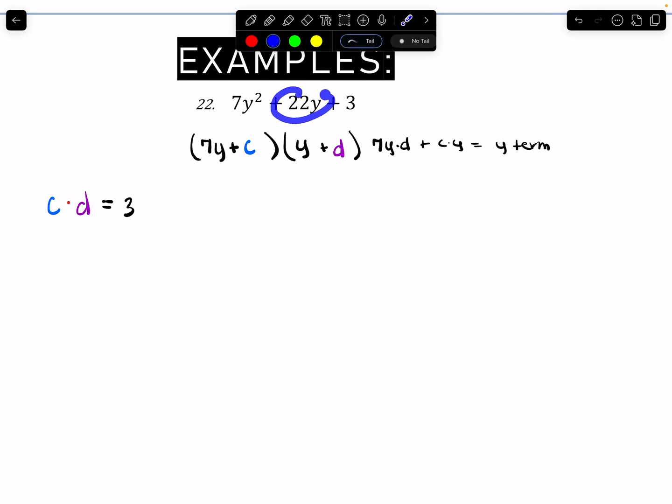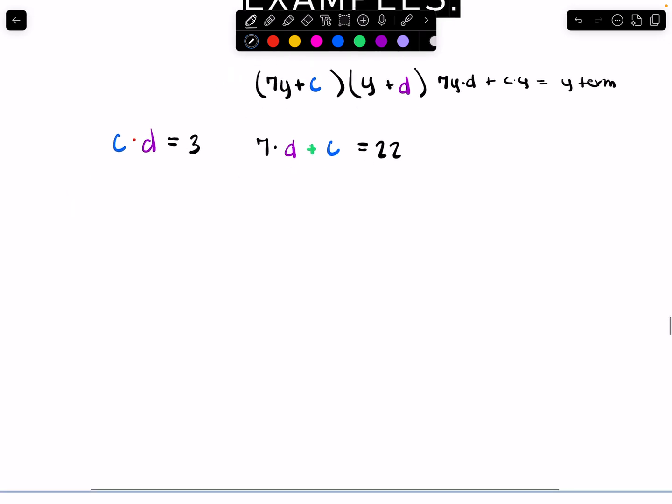We want that y term to be connected to 22, which means we want 7 times d plus c, right? Because it's just c there, no coefficient. We want that to give us 22. So then we go and we do the same thing.